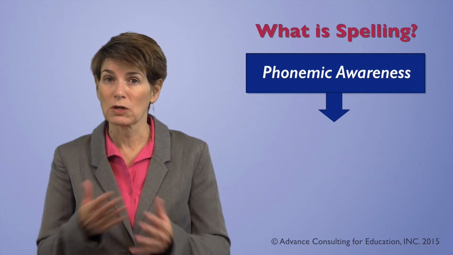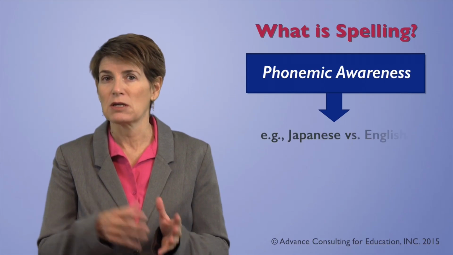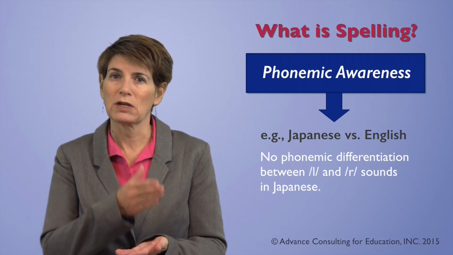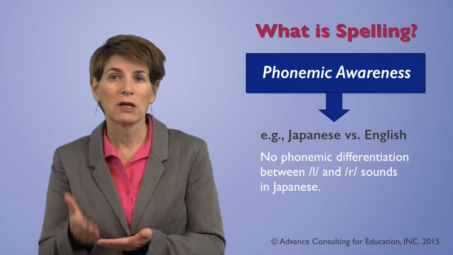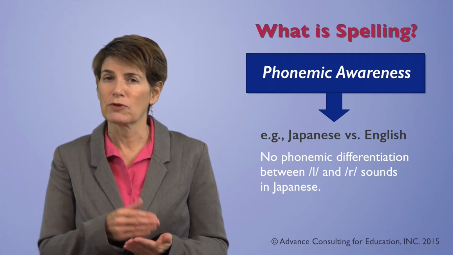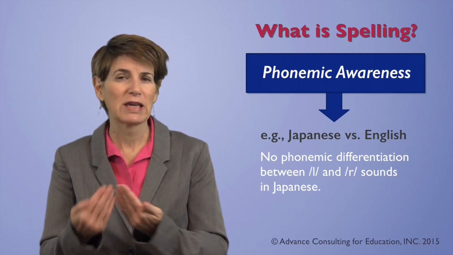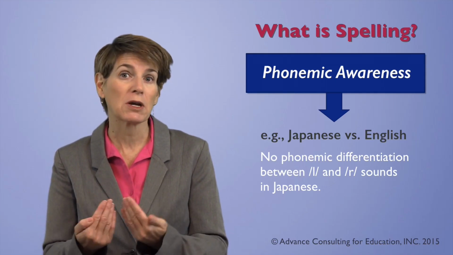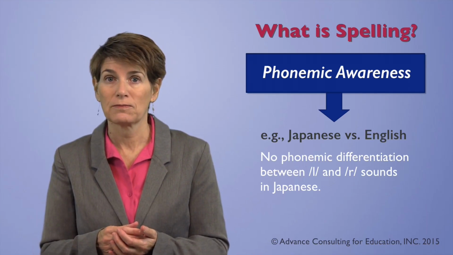If they can't actually identify the different phonemes in the language, they won't be able to spell the words in the language. A classic example that comes to mind is a difference between Japanese and English. In Japanese, there is no phonemic differentiation between an L sound and an R sound, but we know in English we do have this differentiation. So many Japanese students of English have a great deal of trouble spelling words like light versus right because they actually can't differentiate those two phonemes. So phonemic awareness is the first step in order to be able to spell in English.